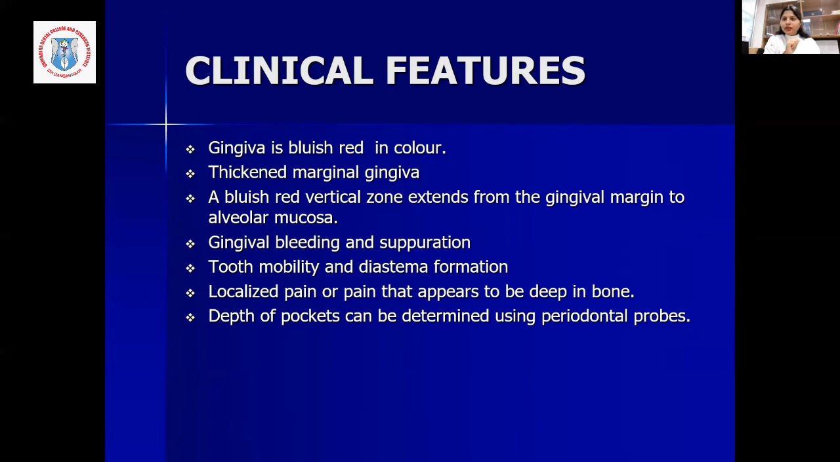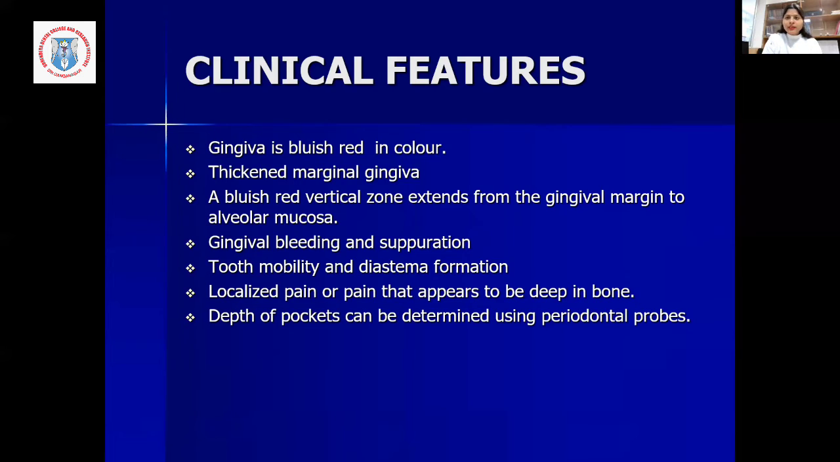There will be bleeding when you probe, gingival bleeding. Even the patient will complain that there is spontaneous bleeding while brushing, or it can be on its own, the bleeding occurs from the pocket. Also, the pus discharge or the suppuration can be present from the area. The tooth can be mobile and spacing will be there, and if it is present, then diastema can be a clinical feature which is present in the area.